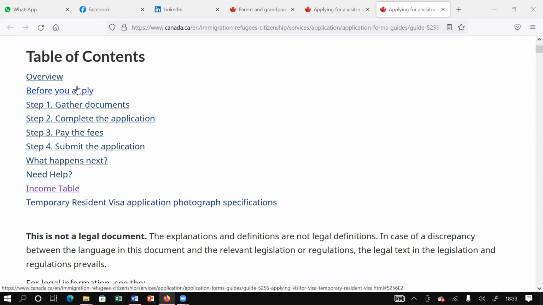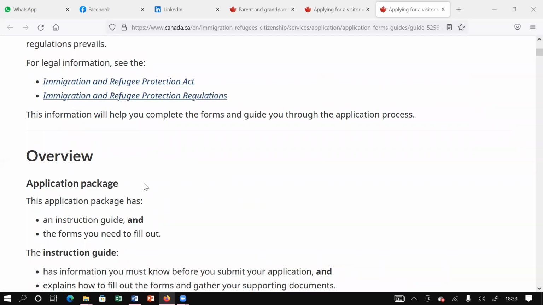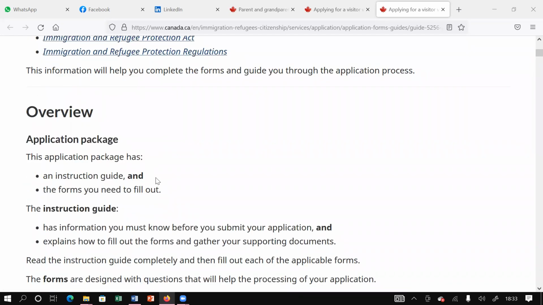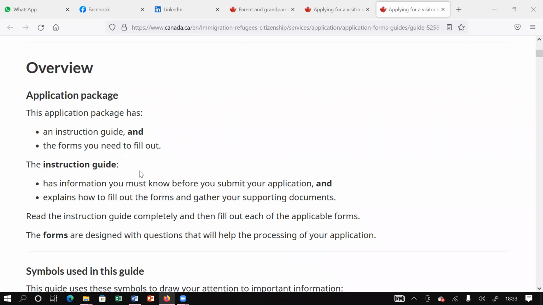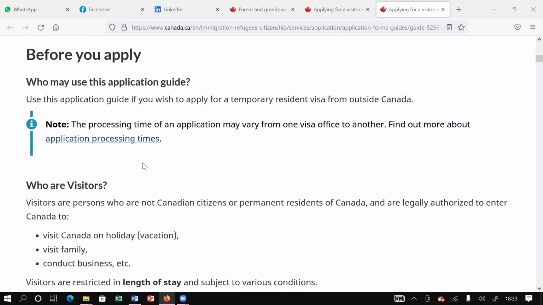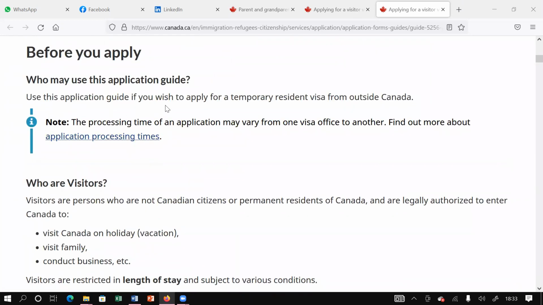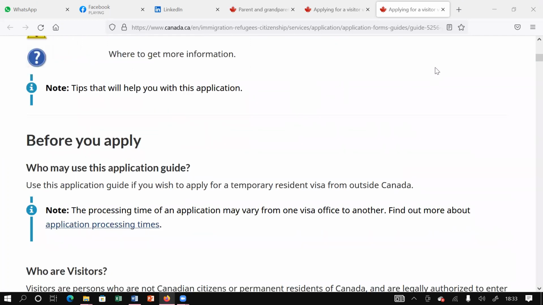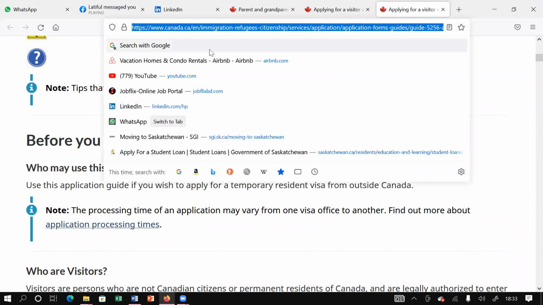That is how you will apply, how you will gather the documents, complete the application, pay the fees, and submit the application. What happens next? So let's start. The overview is this application package. This package has an instruction guide and forms you need to fill out. Before you apply, use this application guide if you wish to apply for a temporary resident visa from outside of Canada. So this is the website address.